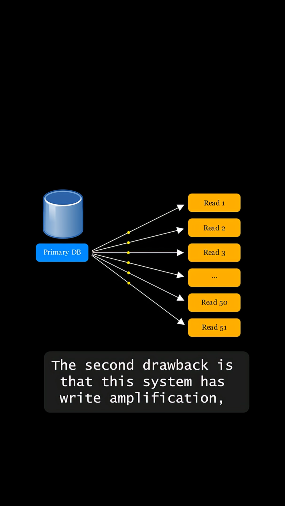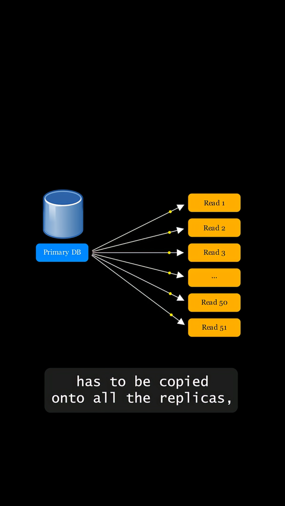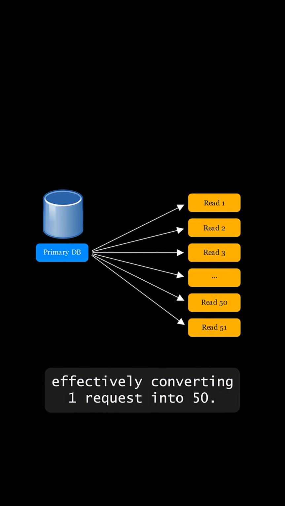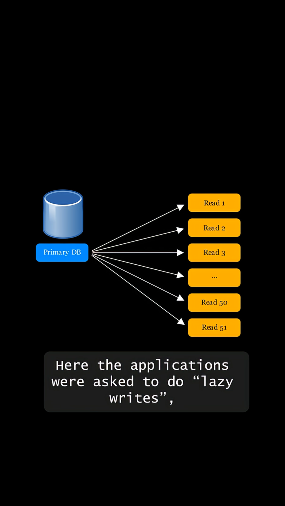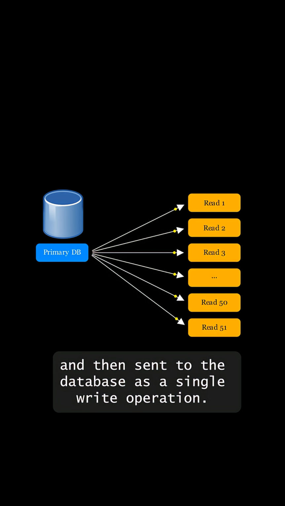The second drawback is that this system has write amplification, where a single write request has to be copied onto all the replicas, effectively converting one request into 50. Here, the applications were asked to do lazy writes, where multiple write operations are collected in batch and then sent to the database as a single write operation.